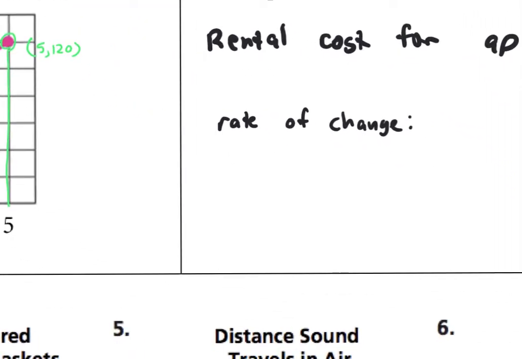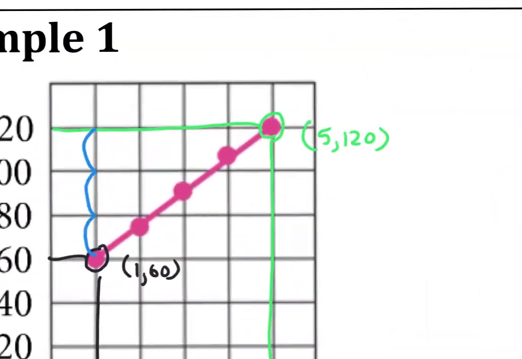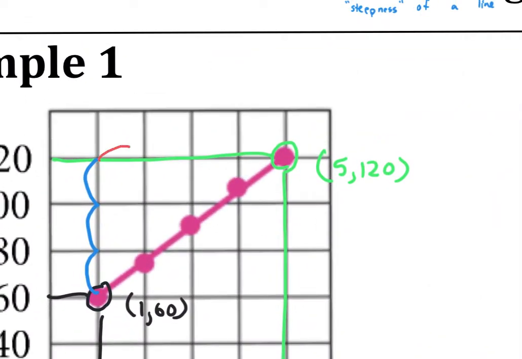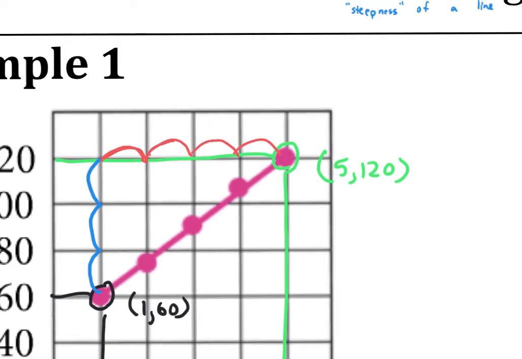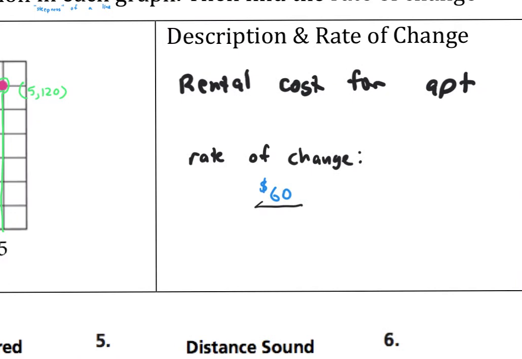So we say that's 60, and more specifically $60 over, and now let's compare how much the days increase. That's 1 day, that's 2 days, 3 days, and 4 days. So the change is 4 days. So the final answer here, when we divide, we get $15 per day.